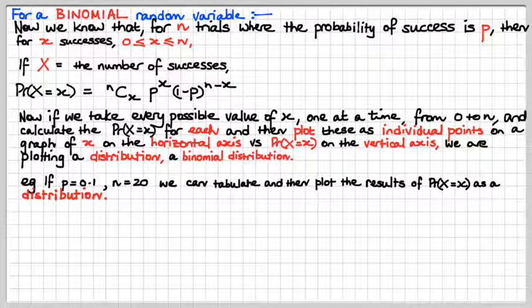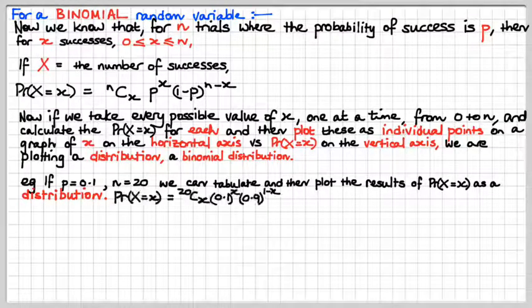So, just to make it a little bit easier to understand, if p equaled 0.1, the probability of success in any one trial was 0.1, and we've got 20 trials, we can then tabulate and plot the results of the probability that the number of successes will equal each value in turn as a distribution. Now, under here, I've tabulated that whole thing for 20 trials and a probability of 0.1, every single outcome of successes from 0 right up to 20. And that's the formula that I'm using.